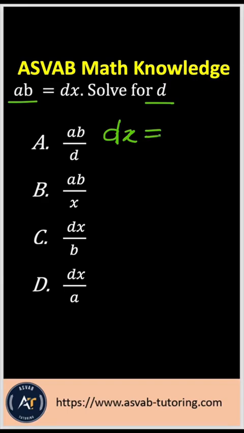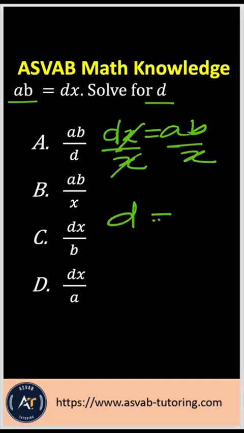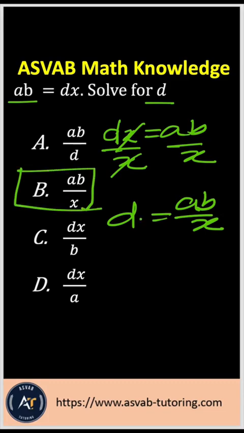So you have dx equals AB. If you want to solve for d, you have to divide by the other things you have to eliminate. So divide both sides by x. The x cancels out, so d equals AB over x. That is the answer option, so the correct answer is option B. Make sure that you practice multiple times to get used to that type of problem, so you could solve any kind of problem with just the letters.